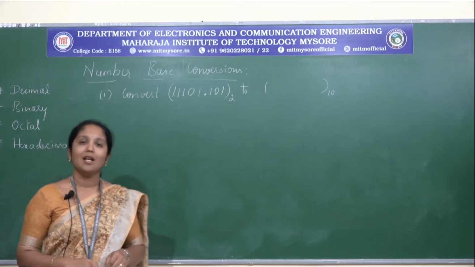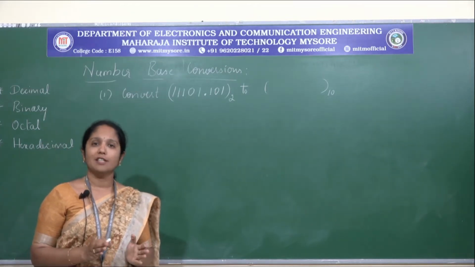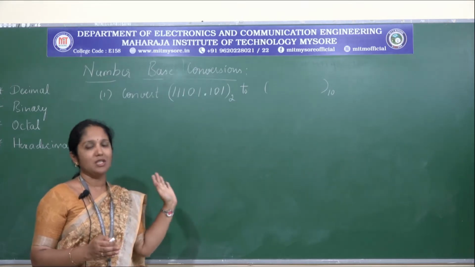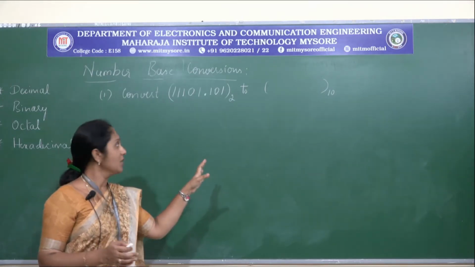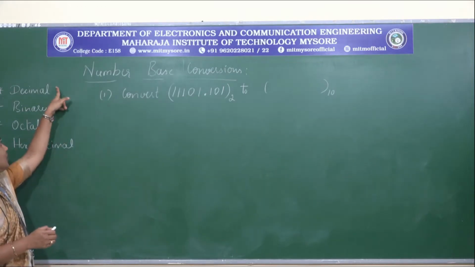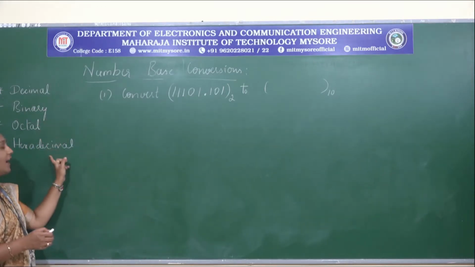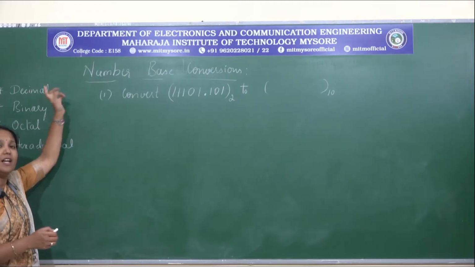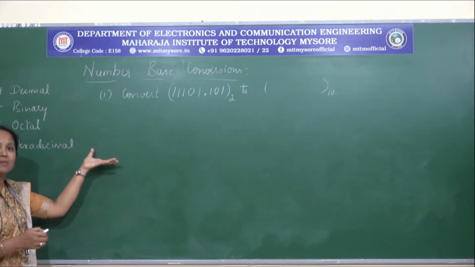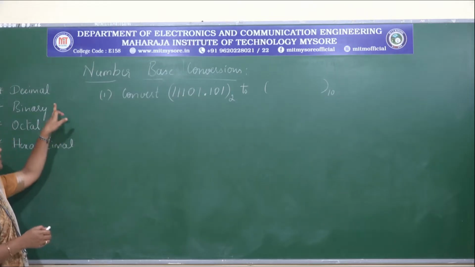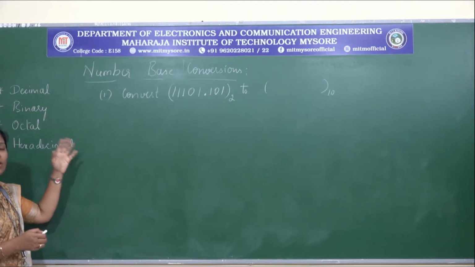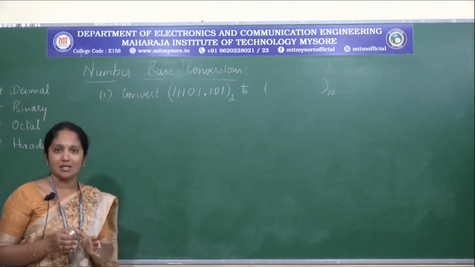In today's session, let us learn how to convert the given number from one number system to the other. Today I am considering conversion of binary to decimal, octal to decimal, and hexadecimal to decimal. After this I will explain how to convert the given binary number into octal and hexadecimal and vice versa. Those are the conversions I am going to discuss today.